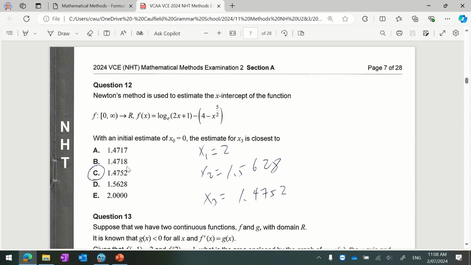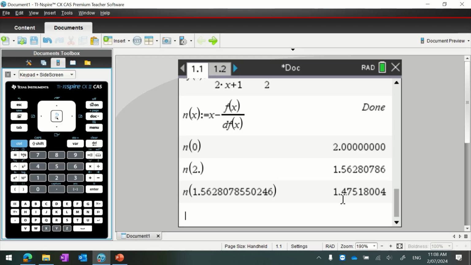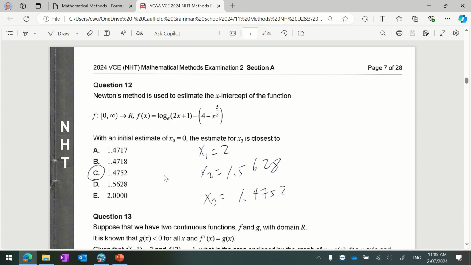And then you can look at the options. They're all rounding to 4 decimal places. So that's what you should do. You should round this to 4 decimal places. 4752. Option C.